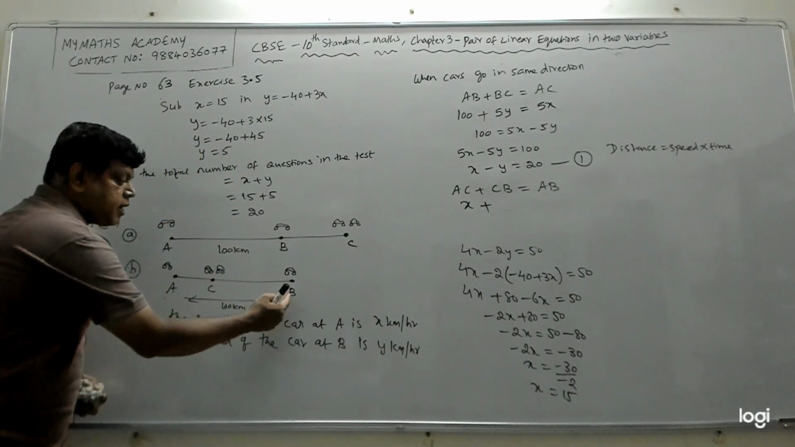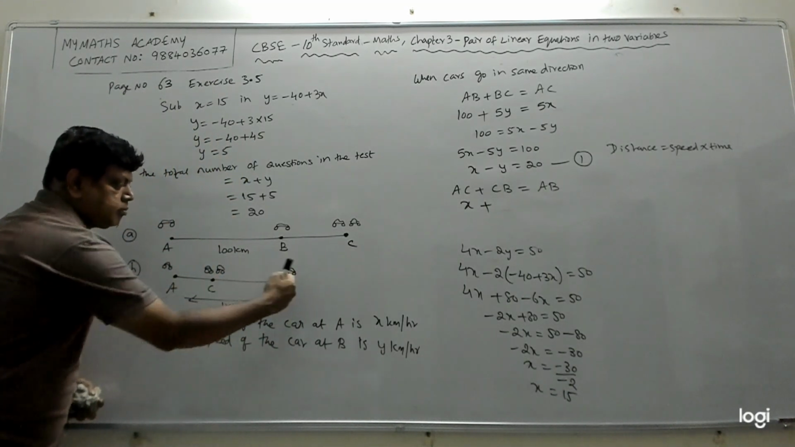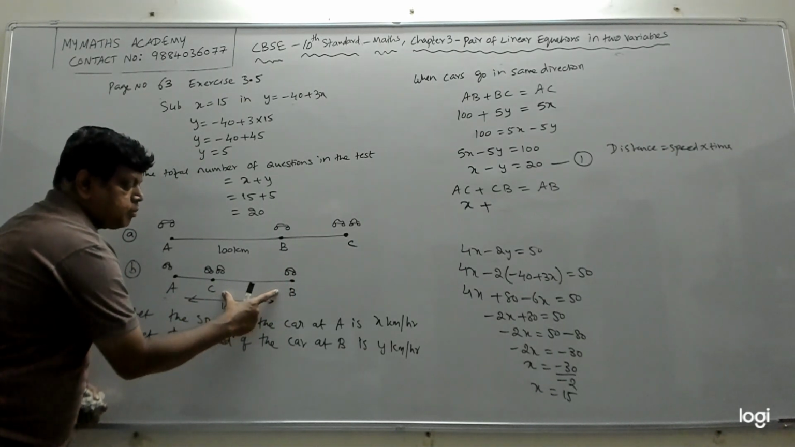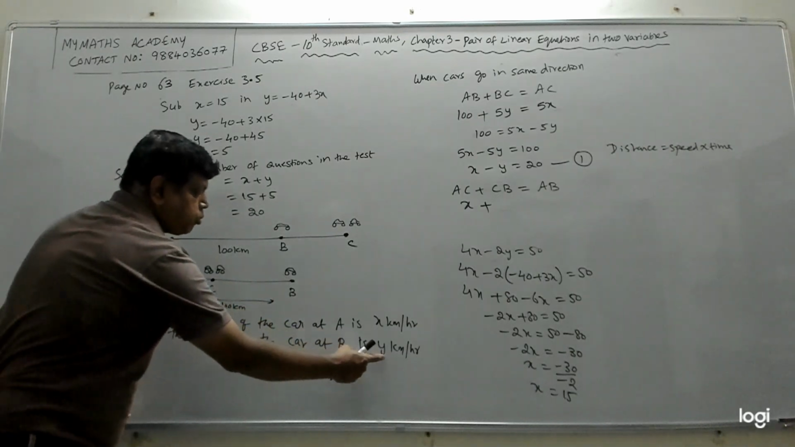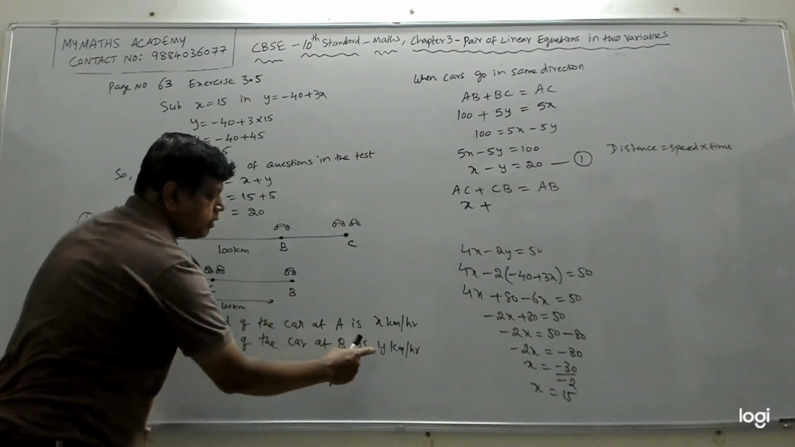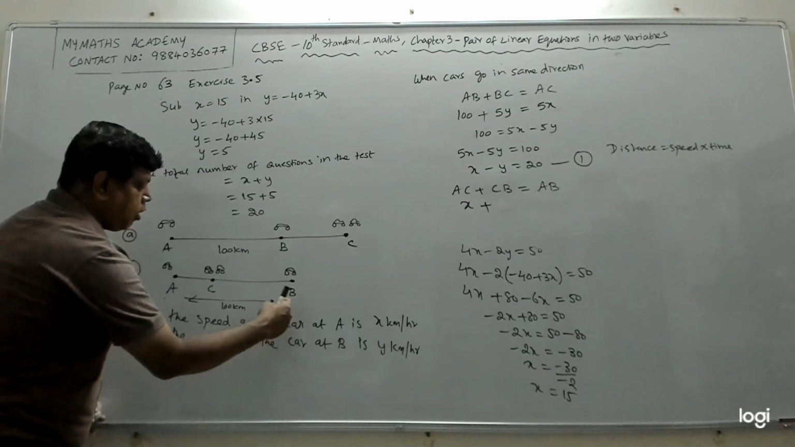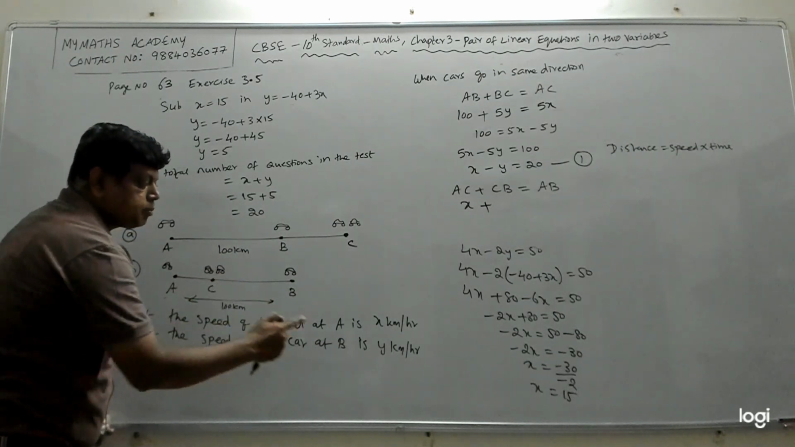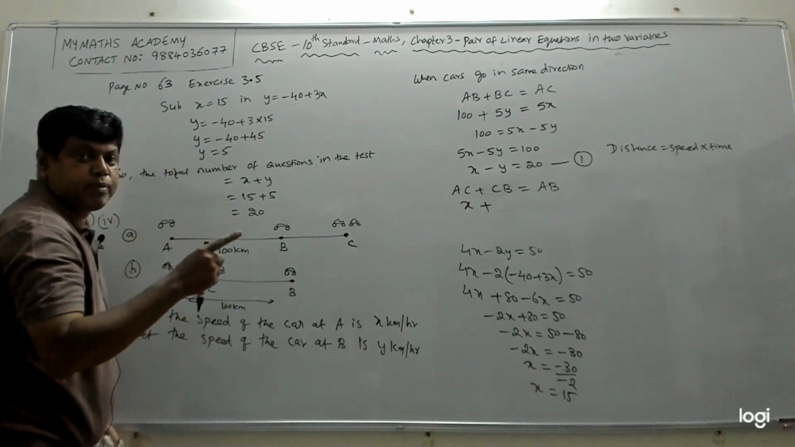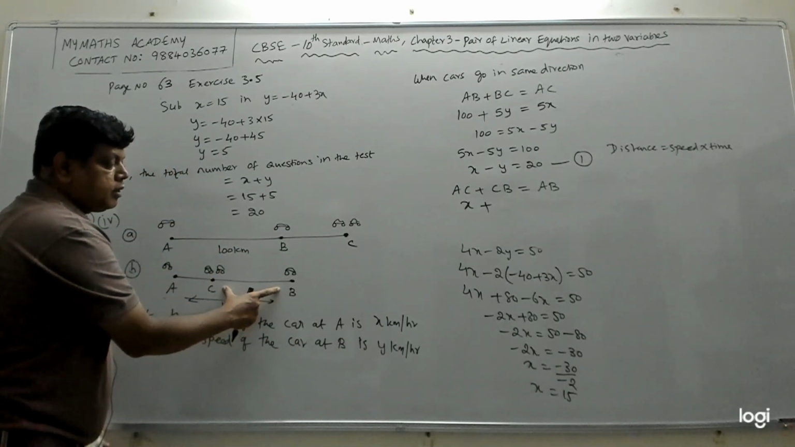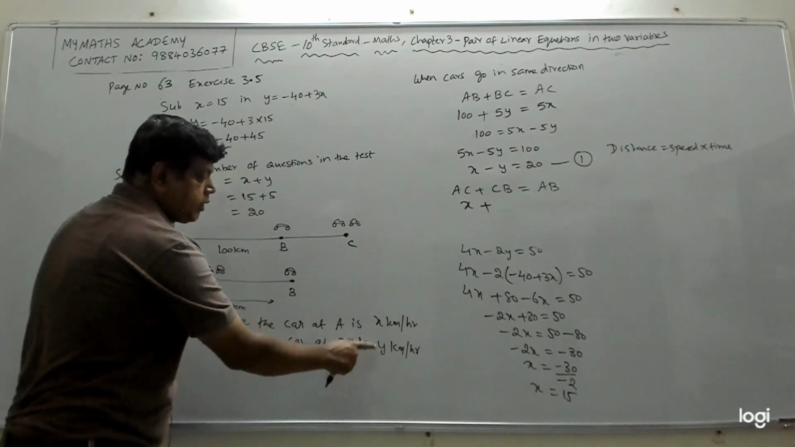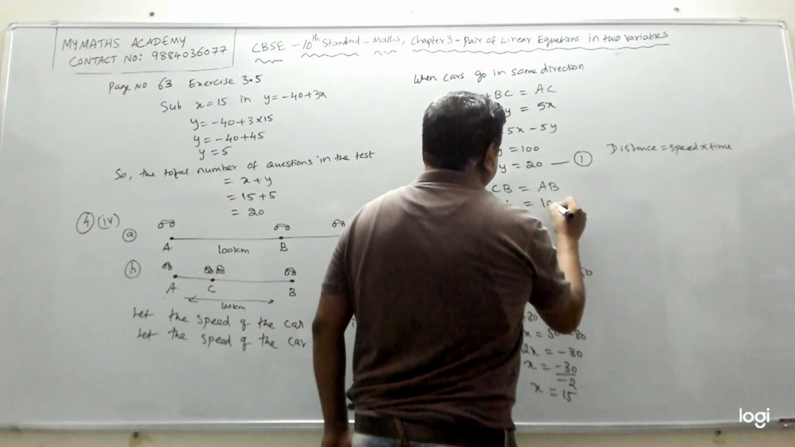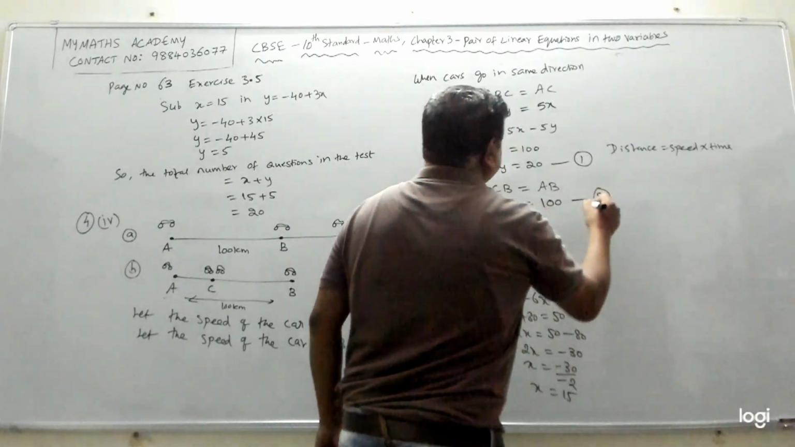Plus what is CB? CB is the distance travelled by the car B from here to here. This distance is again speed into time. Speed is y, because the car starting at B is traveling at the speed of y. It took 1 hour, so time is 1 hour. So y into 1 is y. And AB is 100. This is equation 2.